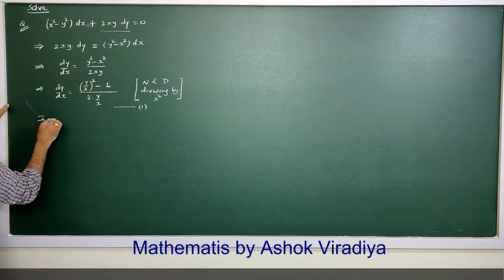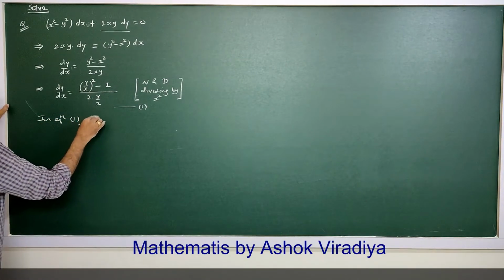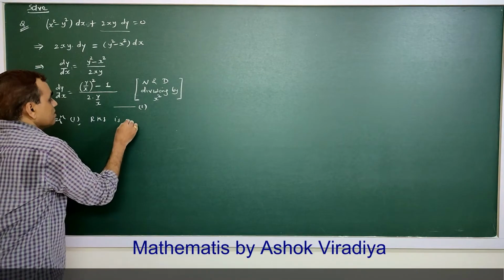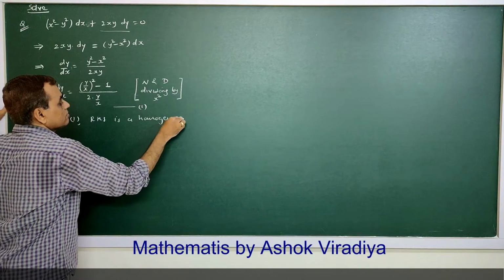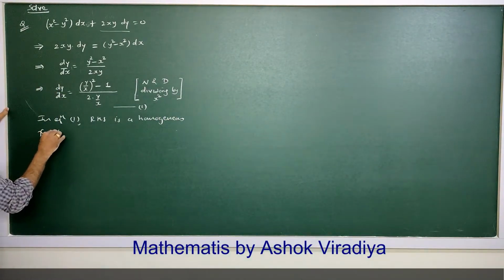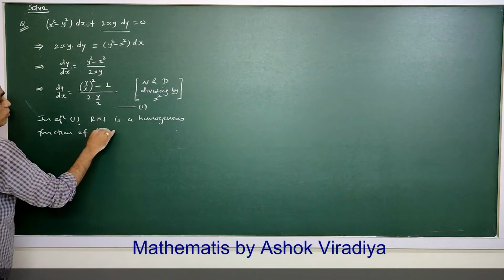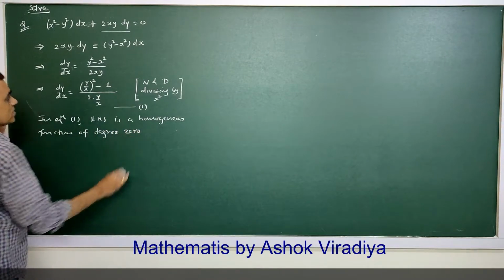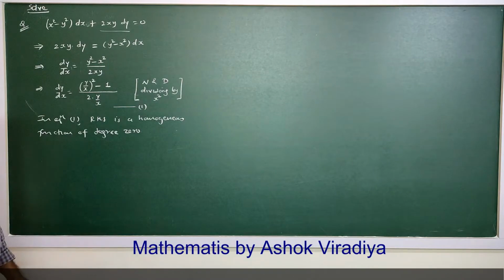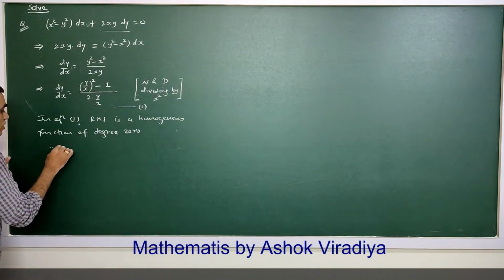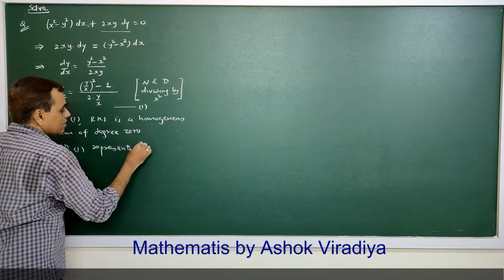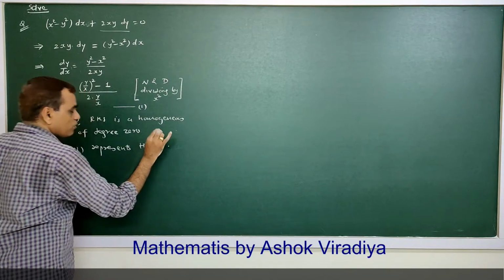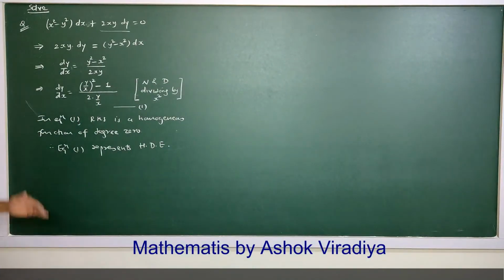So in equation 1, the RHS is a homogeneous function of degree 0. This is a homogeneous function of degree 0. So therefore equation 1 represents a homogeneous differential equation. And now we start the procedure to solve this equation.